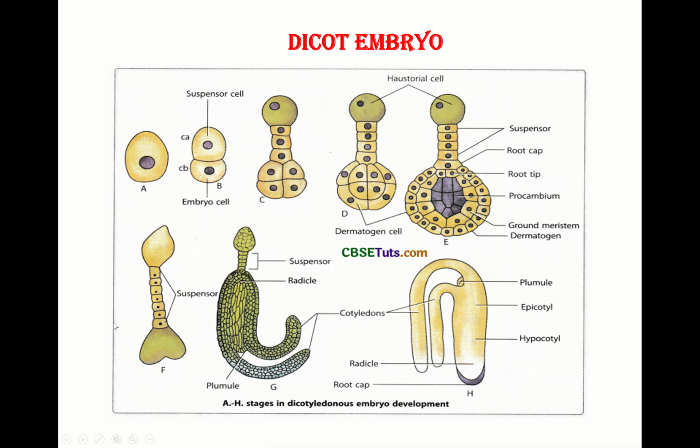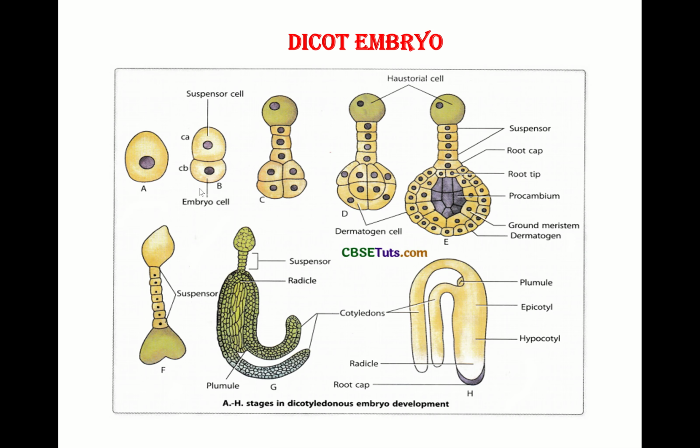Let's learn about a dicot embryo. This is a zygote. Here also you can see the horizontal or transverse division, wherein it produces two cells. One is the embryo cell and another one is the suspensor cell.